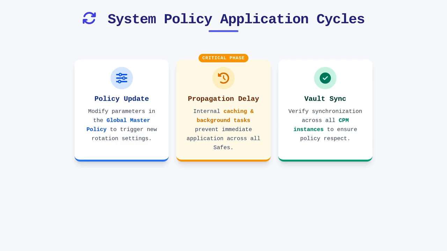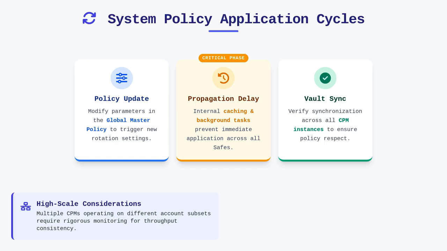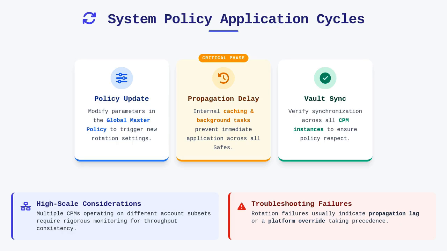This is particularly relevant in high-scale environments where multiple CPMs operate on different subsets of accounts to optimize throughput and management load. If you discover that specific accounts are failing to rotate according to the new policy, you are likely looking at a propagation delay or a platform override that is taking precedence over the global master policy.